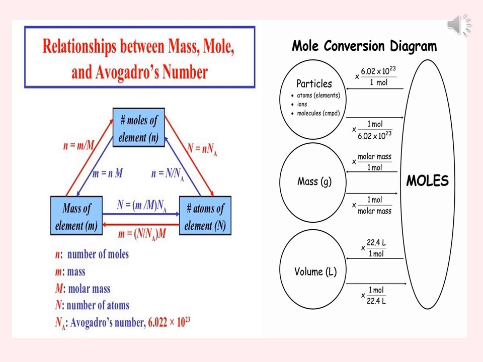In this slide, I have given the relationships between mass, mole, and Avogadro number. It's a schematic representation: mass of an atom or mass of a molecule, the number of moles, and Avogadro number. And beside it, I have also given the mole conversion diagram, how moles can be converted to gram mass or gram atomic mass or molar mass. The whole thing I have summarized in the next slide.